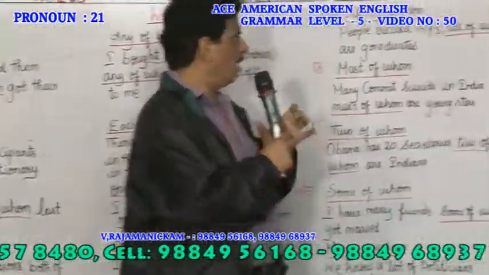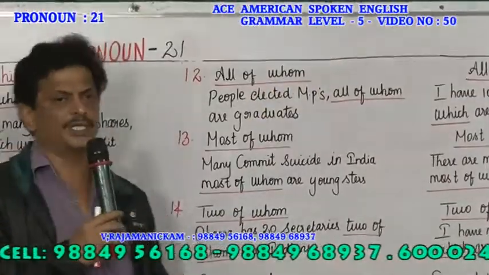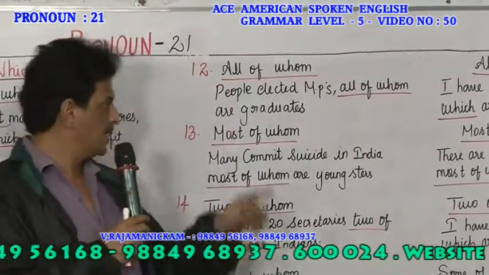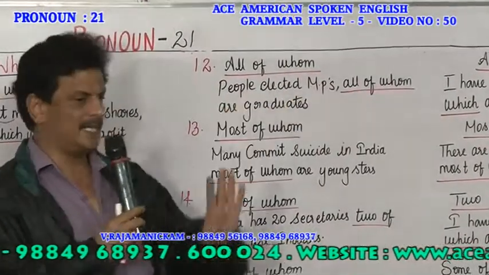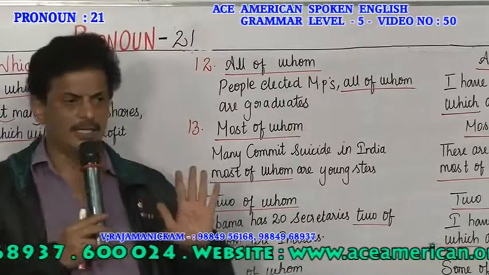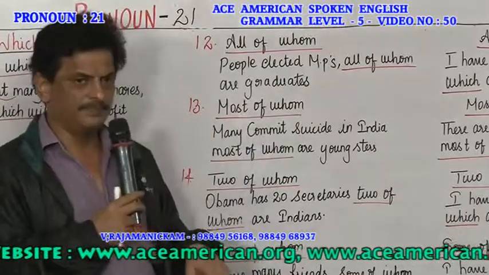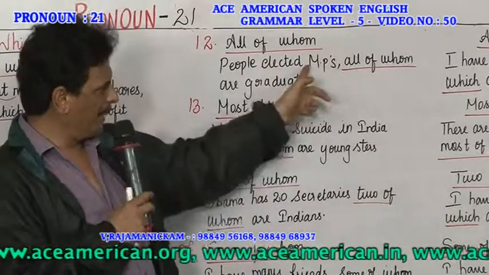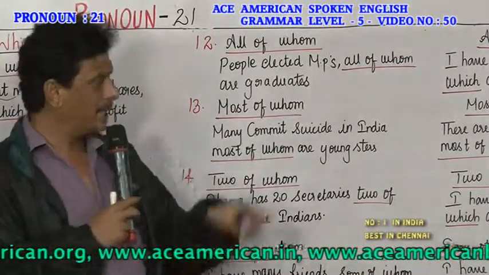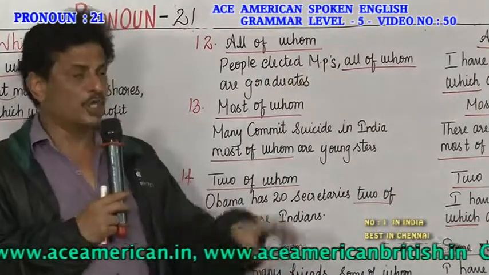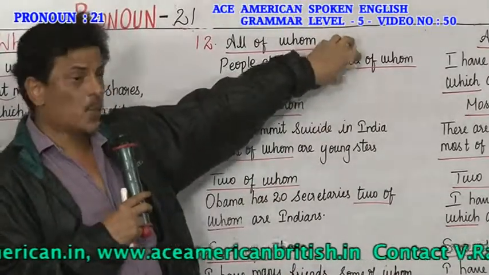And coming here, all of whom. See, whom should reflect the object. People elected MPs, right? You understood? This is very simple. Which is the subject here? People is the subject. What is the verb? Elected is the verb. Elected whom? MPs. So MPs becomes what? Object. People elected MPs.